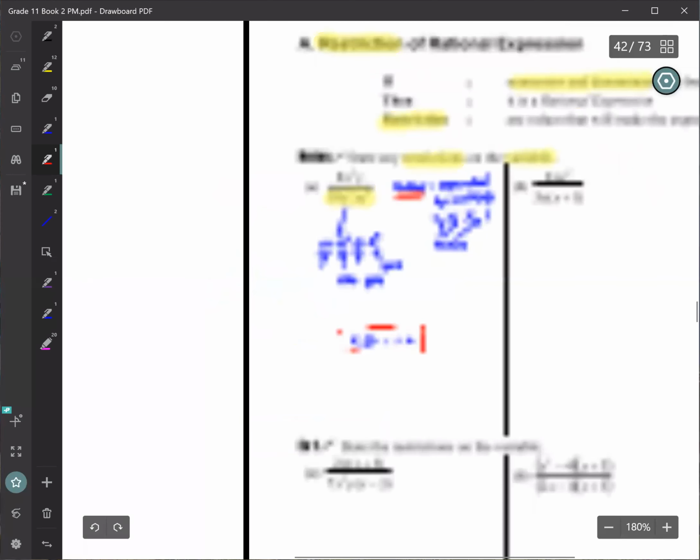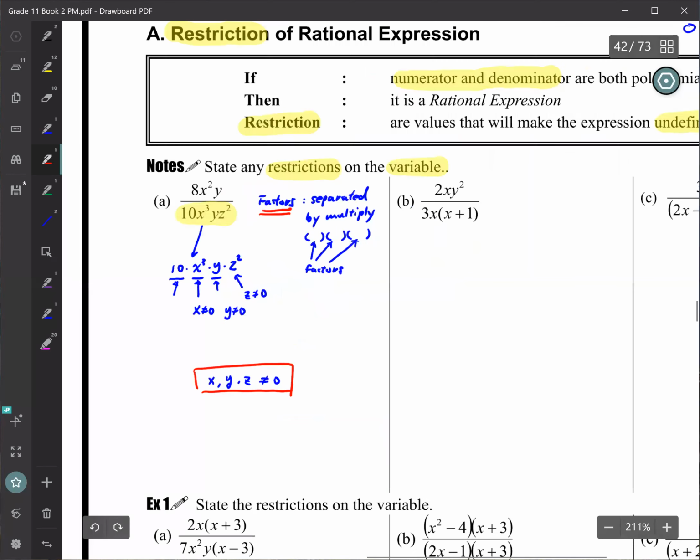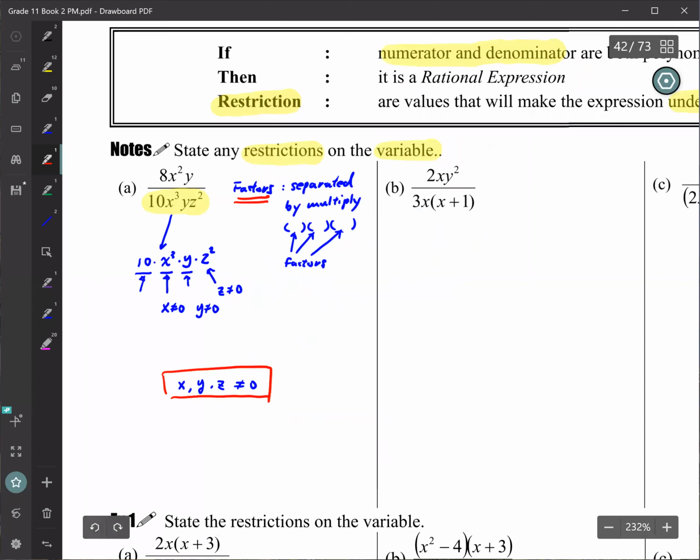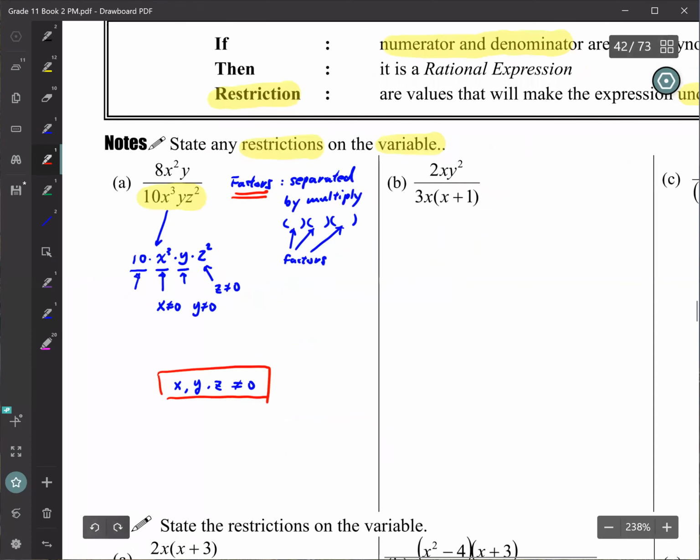Okay, so let's look at another one. We'll go through these 3 questions. Actually, we'll do the first 2 together, and I'll let you try some of the questions at the bottom. So question B. Can anybody tell me how many factors are in the denominator? Anyone? 3, yes, very good. Which 3? 3, x, and x plus 1. Yes, 3, x, and x plus 1.